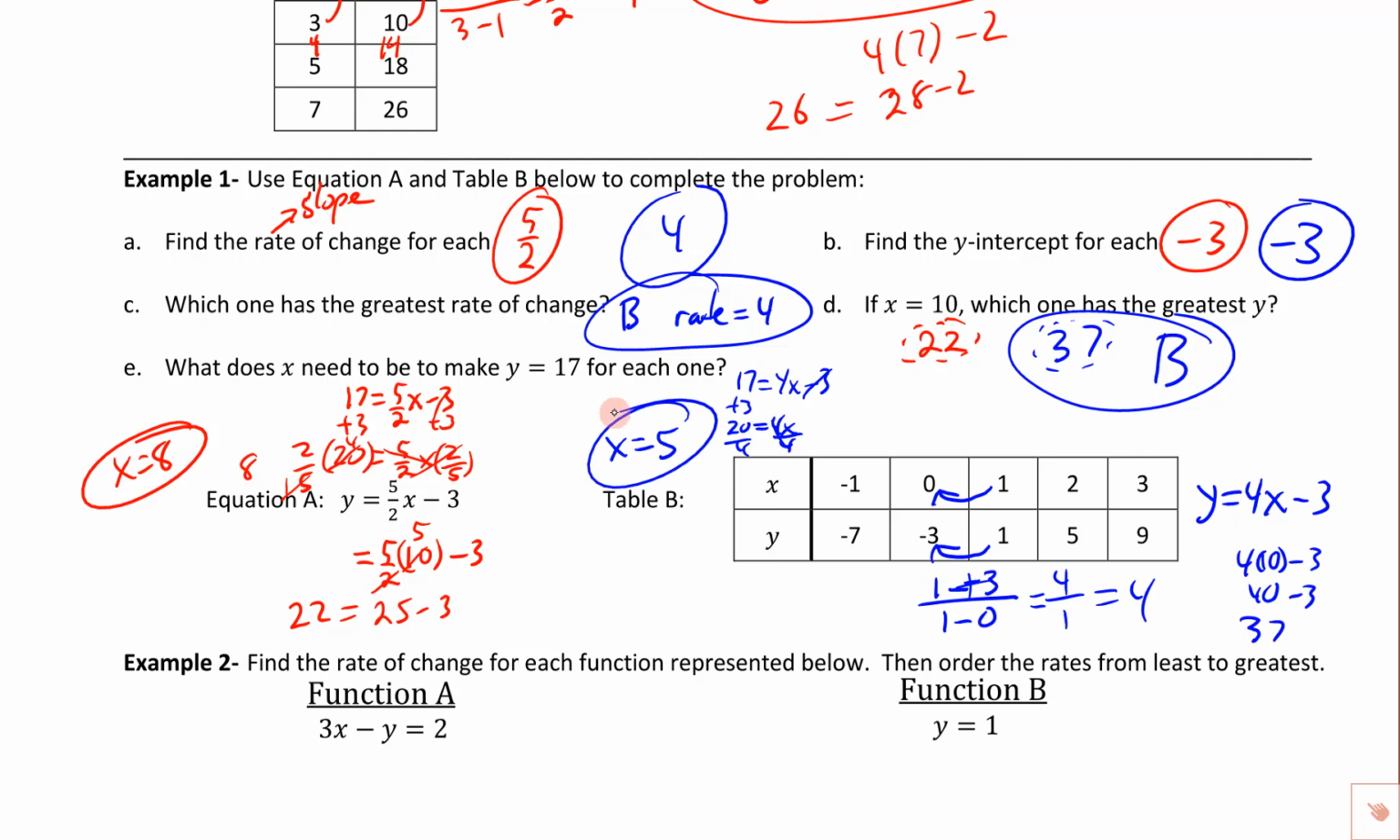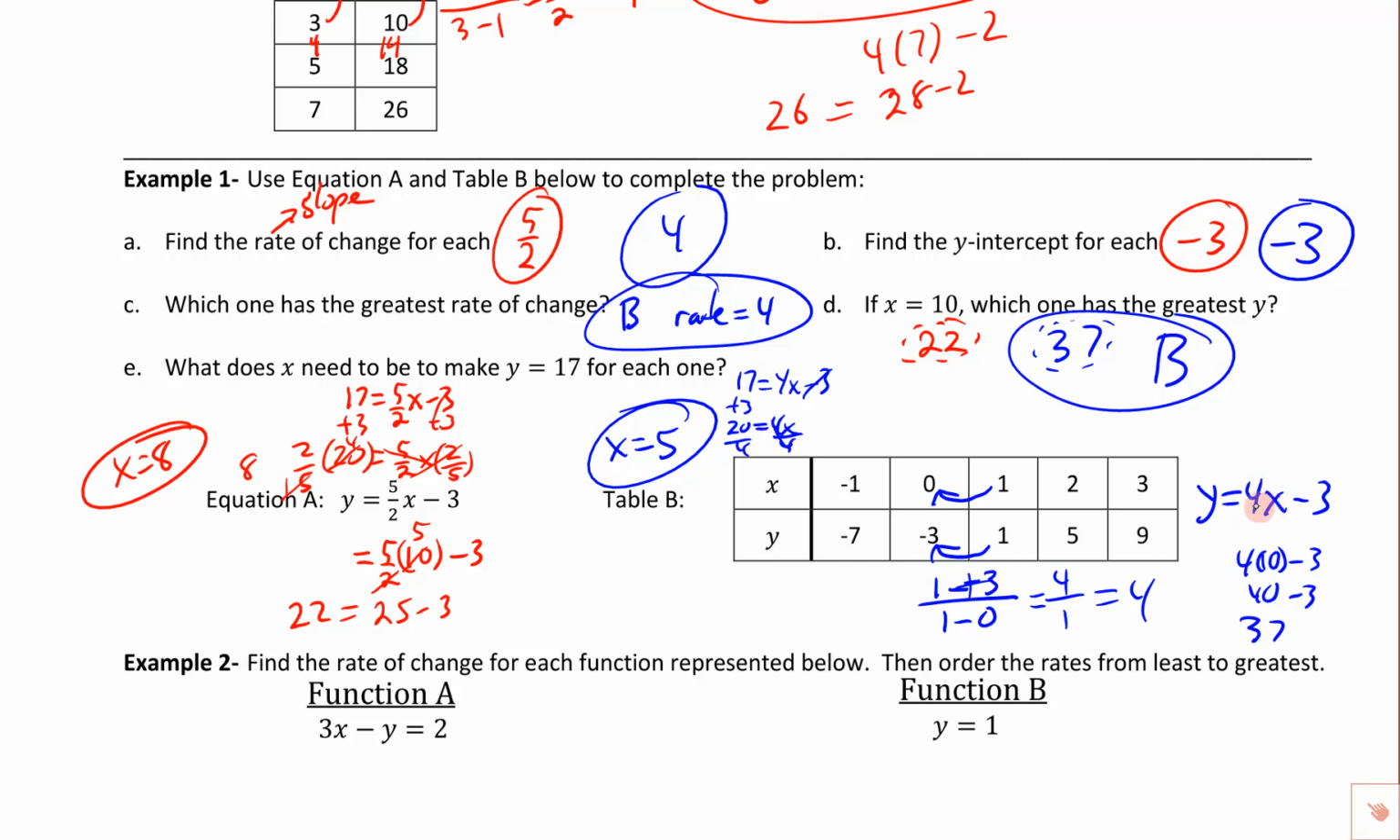Okay. Now it didn't ask us to make any conclusions about these. It just says what does x need to be to make y equal to 17 for each one of them. So we put a 17 in here and we solved for what x needs to be. So for A, it's got to be 8, and for B it's got to be 5.